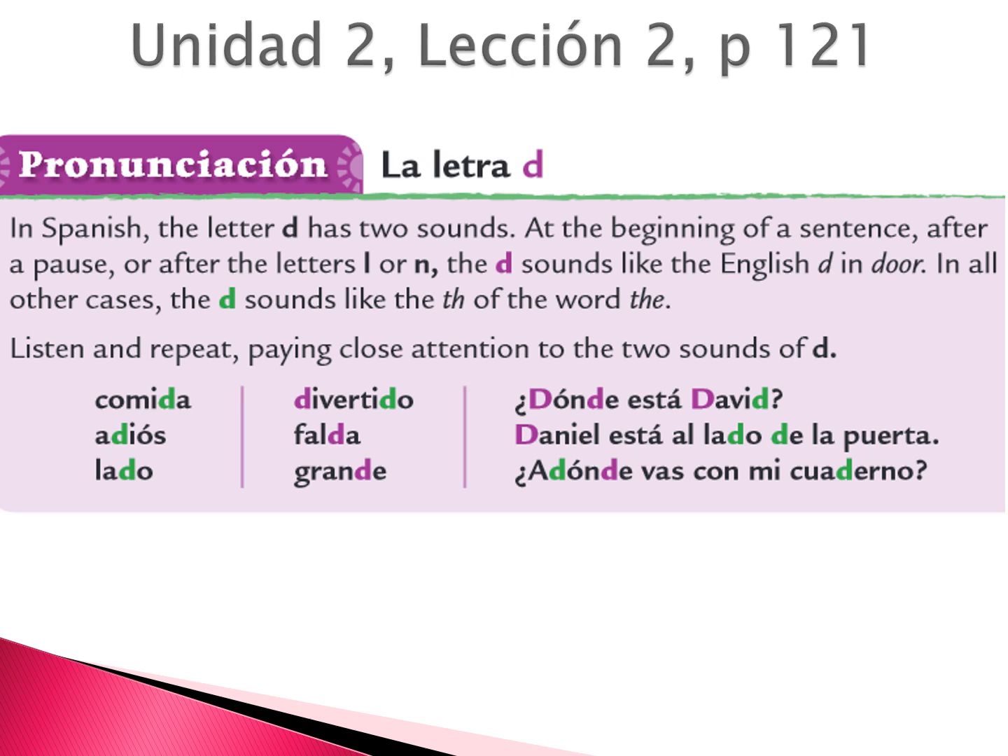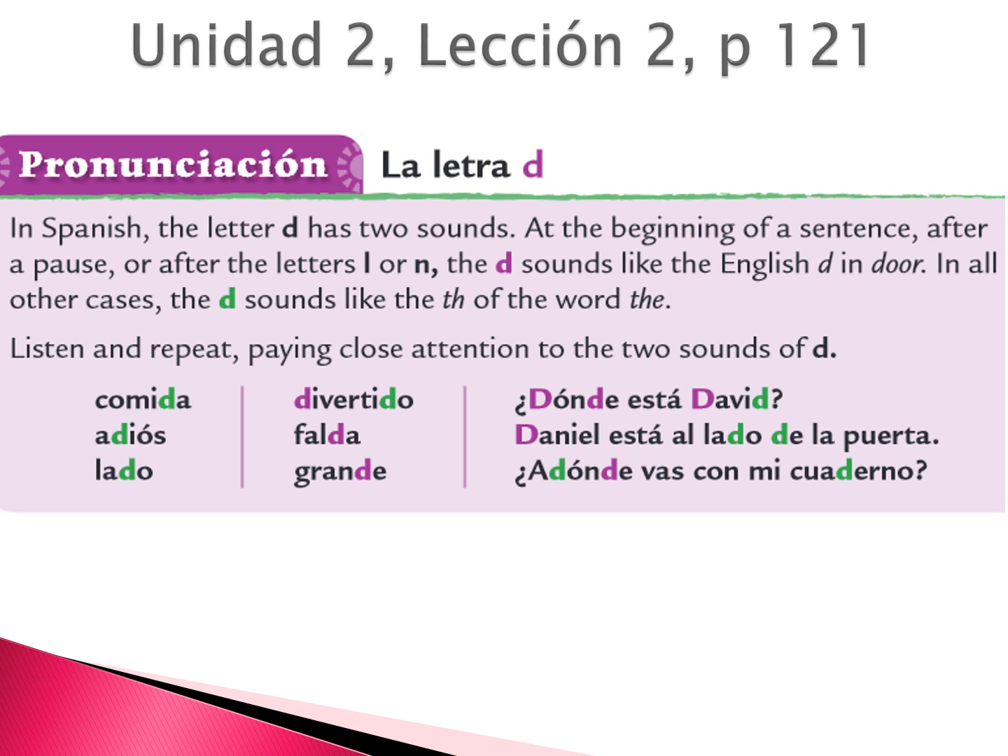Pronunciación, la letra D, en página 121. Pronunciation, the letter D, on page 121. In Spanish, the letter D has two sounds at the beginning of a sentence. After a pause or after the letters L or N, the D sounds like the English D in door. In all other cases, the D sounds like the TH of the word the.